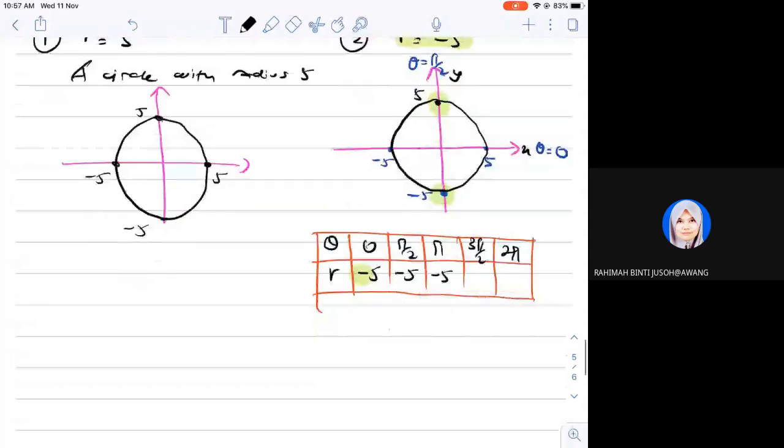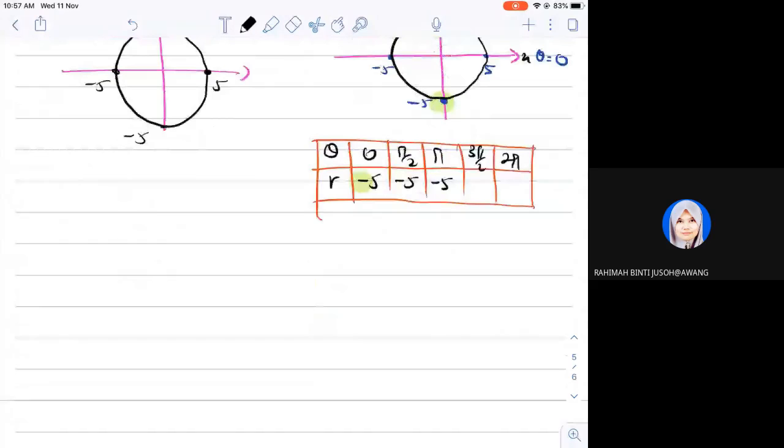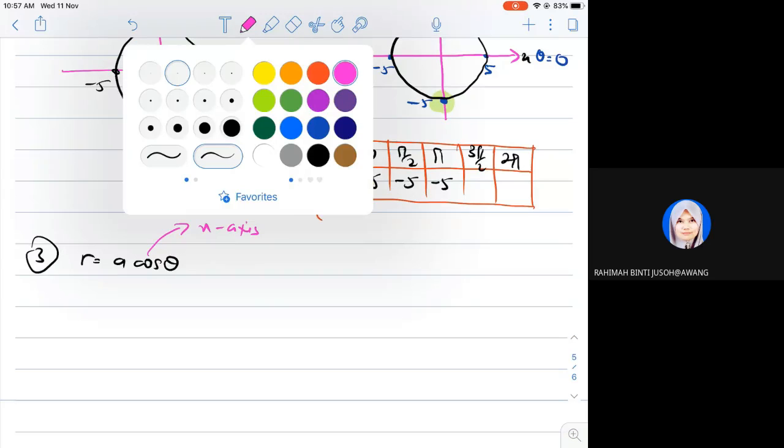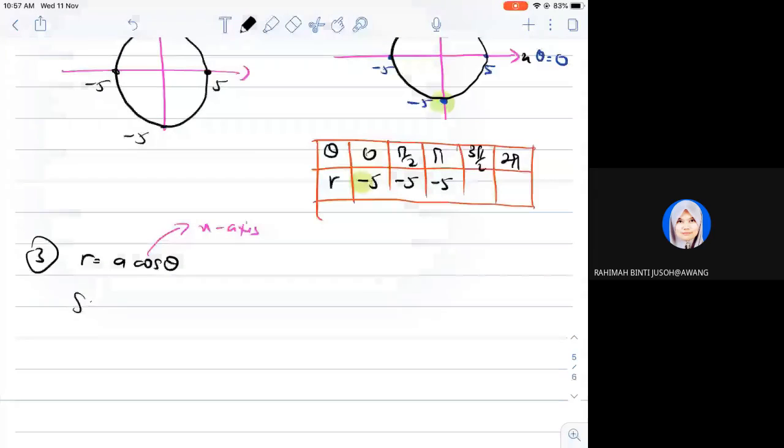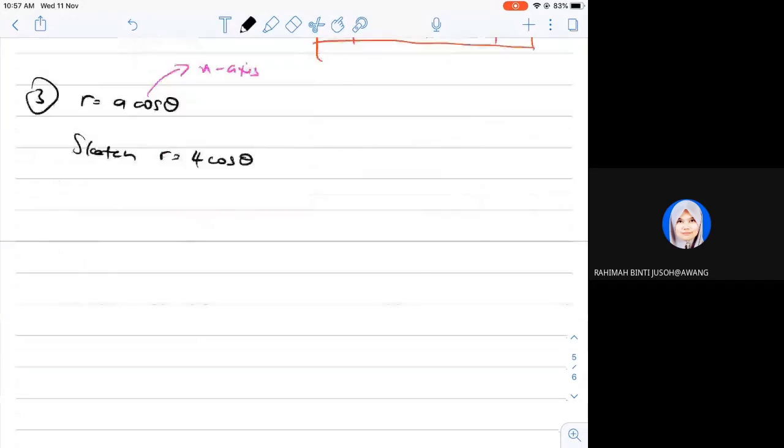Okay, next. We have this number 3. r equals a cos theta. Cos theta means x-axis. You must remember this. Okay, x-axis. So when we have, for example, sketch r equals 4 cos theta, automatically you must remember it is a circle on the x-axis. So it should be like this. And then the value here is 4.